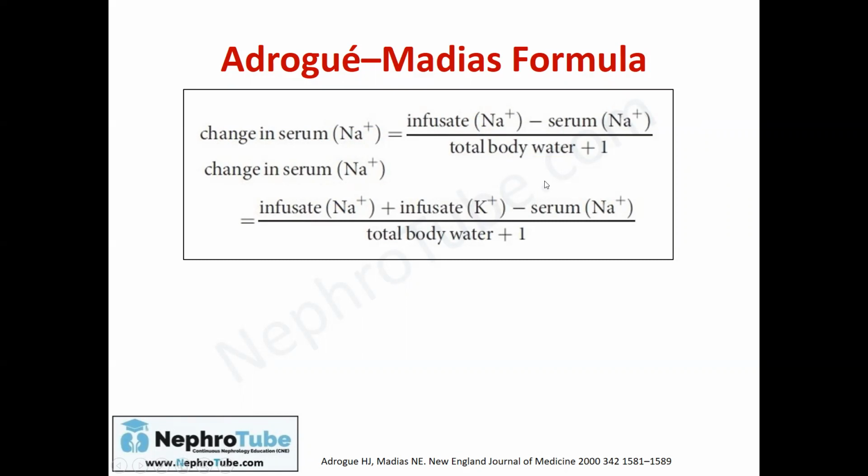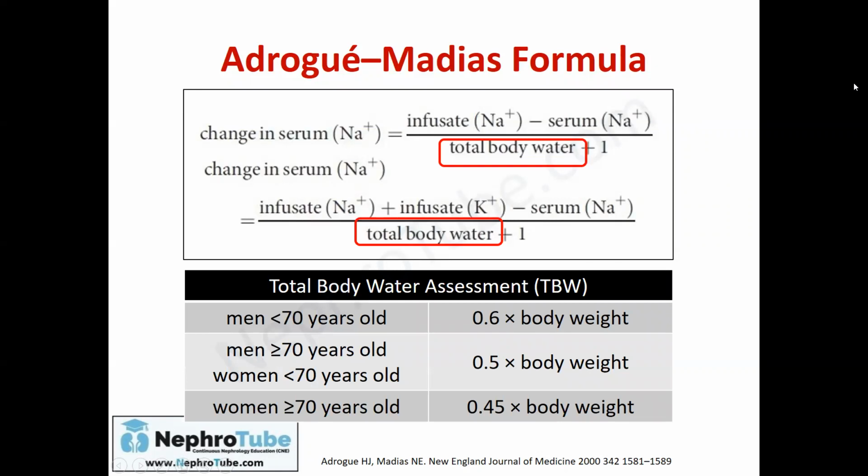And if the patient has combined hypokalemia with hyponatremia, you have to include the amount of potassium that we infuse in the equation too. First of all, how to calculate the total body water of the patient. Total body water is roughly equal to 60% of the body weight if the patient is male and his age is less than 70. If the patient is a woman and her age is more than 70, the body water is about 45% of the body weight, and the total body water is about 50% of the body weight if the patient is male with age 70 or more, or female with less than 70 years old.